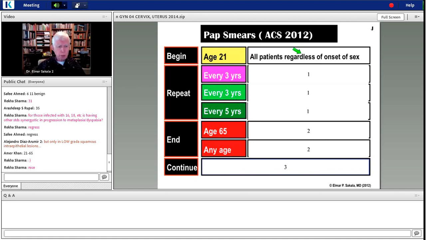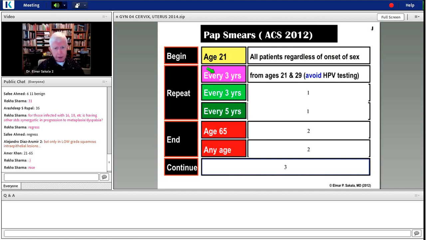You might say, well, what's the problem in doing a pap smear? I mean, it's non-invasive. Well, the problem is you may end up doing all kinds of diagnostic procedures like cone biopsies on lesions which will go away on their own. So do not do a pap smear under age 21. All patients, regardless of onset of sexual activity, start at age 21.